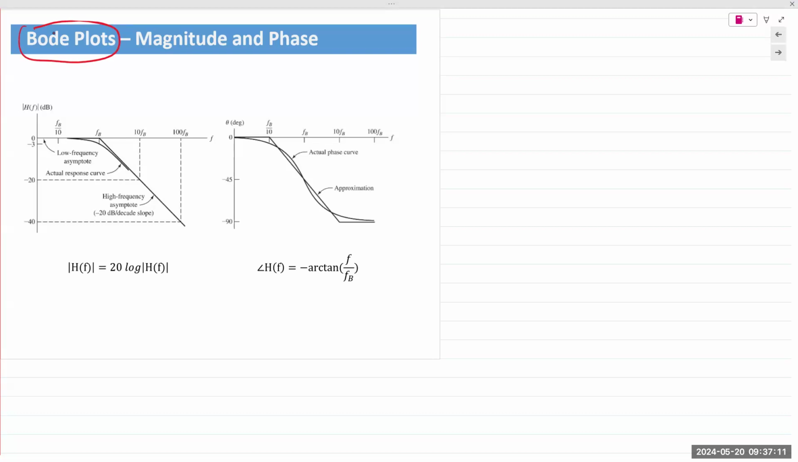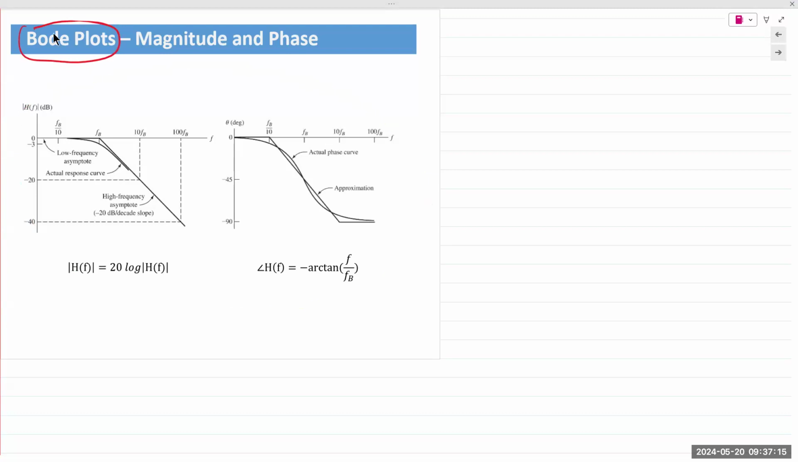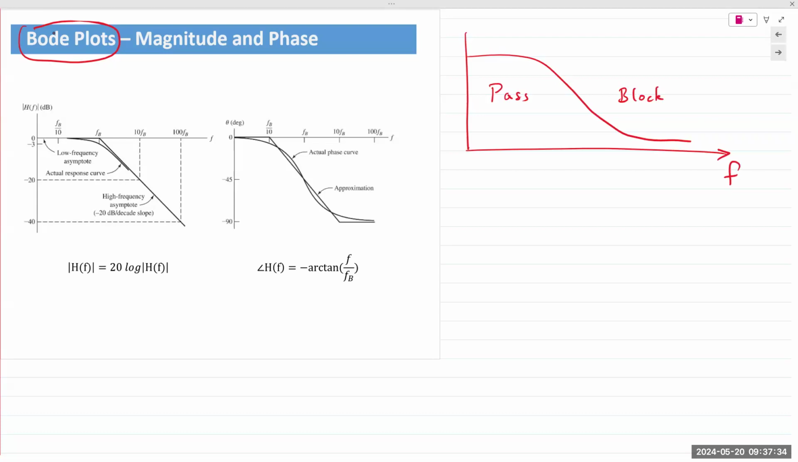So this right here shows you a Bode plot of a low pass filter. Now, typical low pass filters would have a frequency response that looks like this, right? This is the pass band, and this is the block. These are the frequencies, and this is your output on the y-axis. Lower frequencies are passed, higher frequencies are blocked.